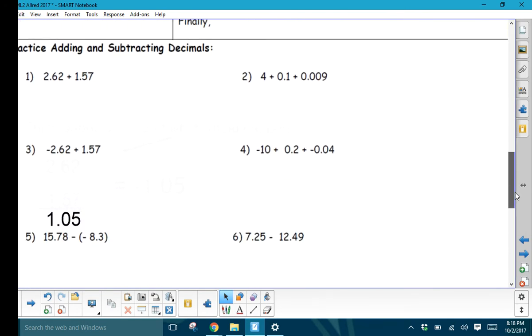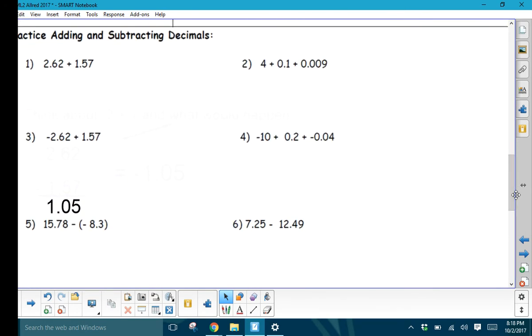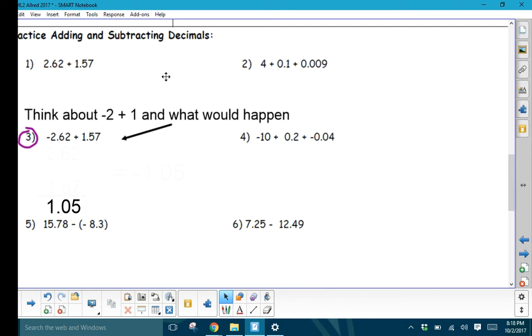Great job writing that summary. I really appreciate it. I wanted to do one more example for you before I let you loose. Okay, and that's right here at number 3, where it says negative 2.62 plus 1.57. I want you to think about for a second negative 2 plus positive 1 and see if we can figure out how we can solve this math problem.